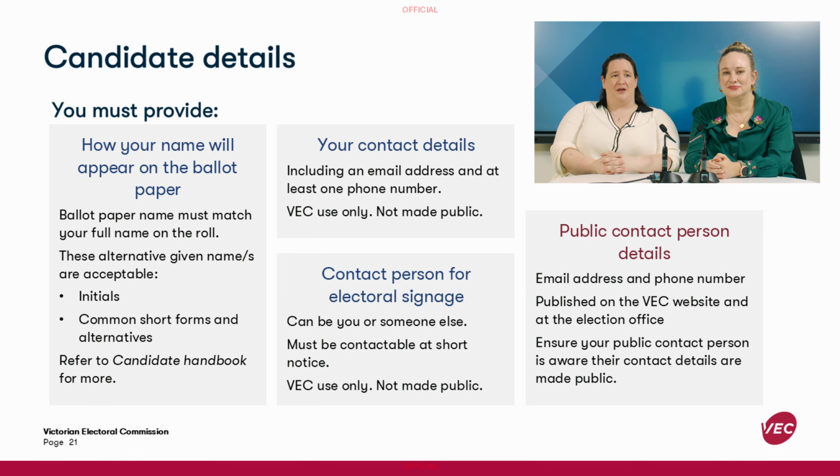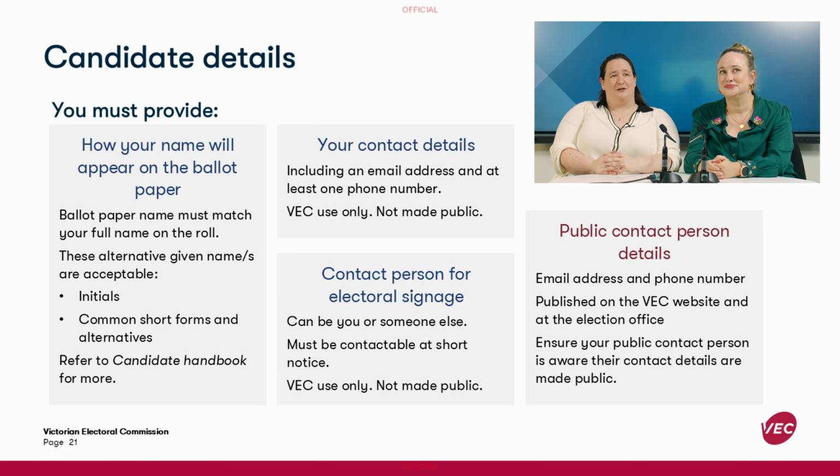If you do go by a name that is not your legal name on the roll, you must provide evidence with your nomination form that confirms you are known by that name in the community. If the evidence is not satisfactory, you may be required to use your enrolled name on the ballot paper. Further specific guidelines for ballot paper names can be found in the Candidate Handbook.